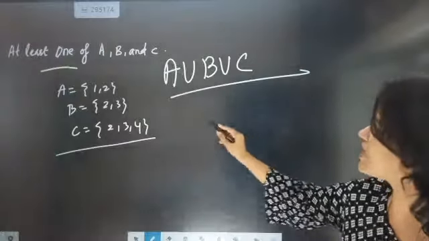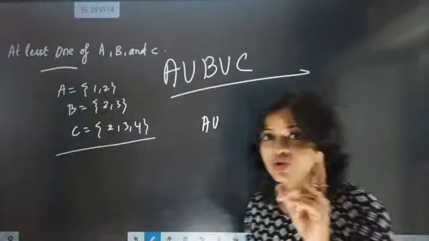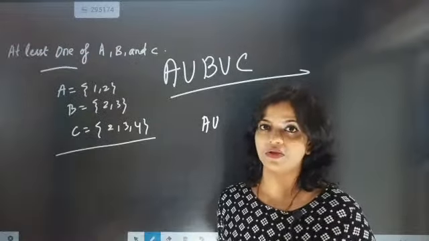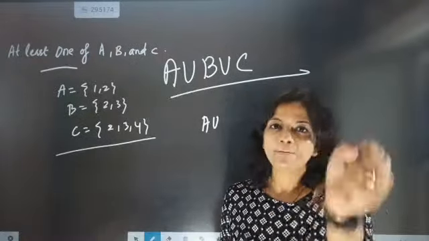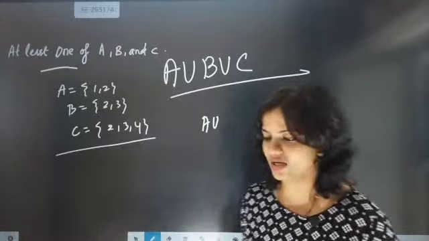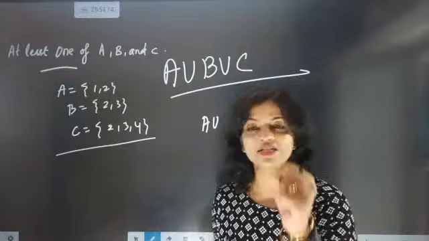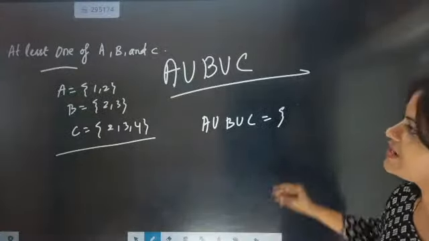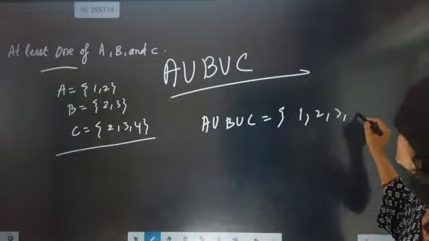So what answer is exactly going to come? Whenever you see this, at least one of them, pick the word that it is asking: union. It will become A union B union C, and that is exactly going to come as option 1, 2, 3, 4.